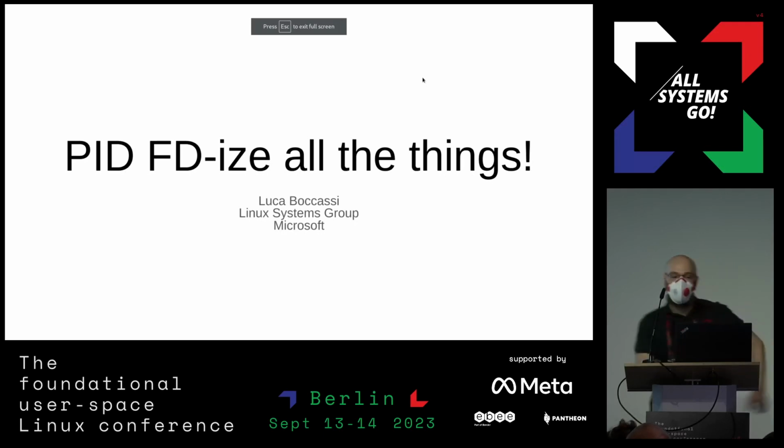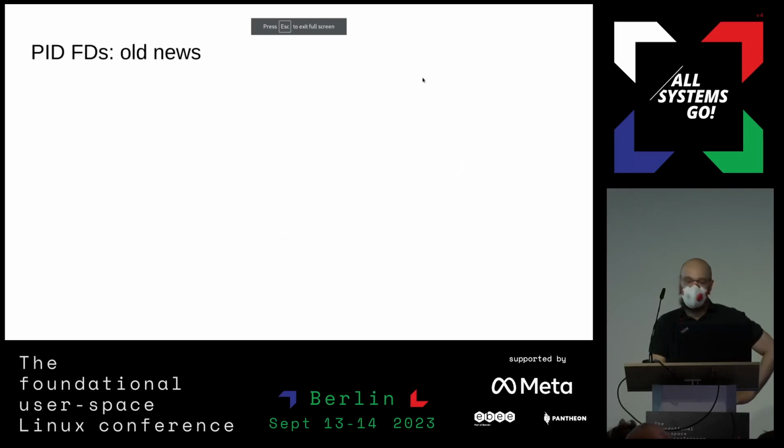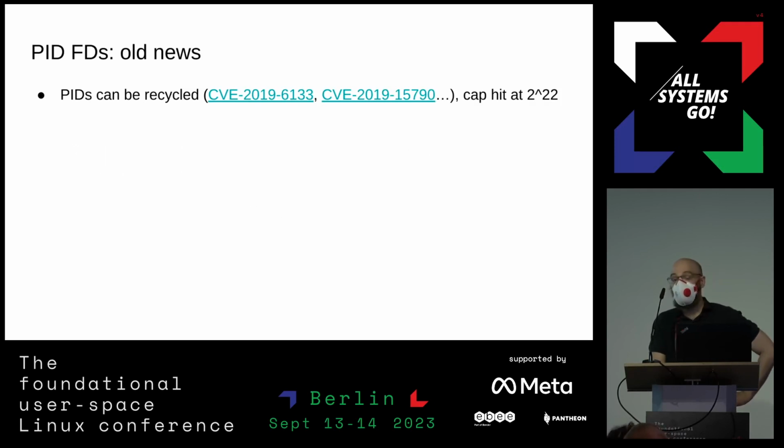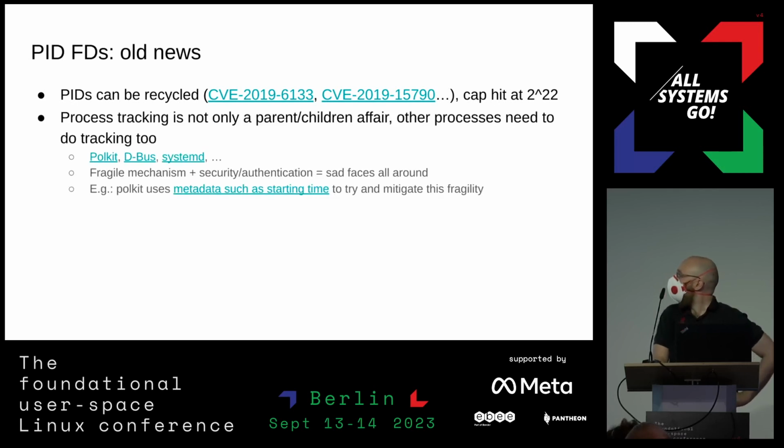All right, so PID FD-ize all the things. Let's go. First, the old news. PIDs can be recycled, in case you're not aware. They cycle at around 4 million and change. Now, this is a problem if you have services doing tracking of processes for authentication security purposes, like Polkit, DBus, or clients of systemd. If you mix a fragile mechanism for tracking plus security, you get a bunch of CVEs.